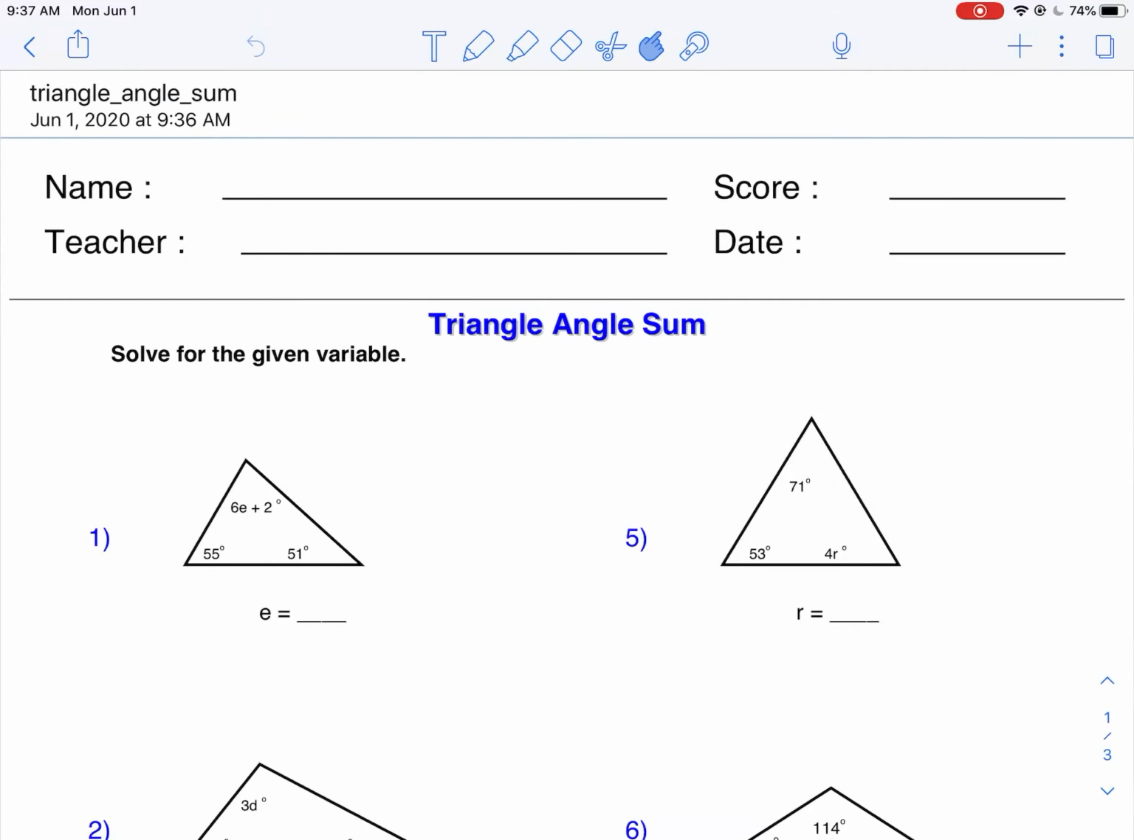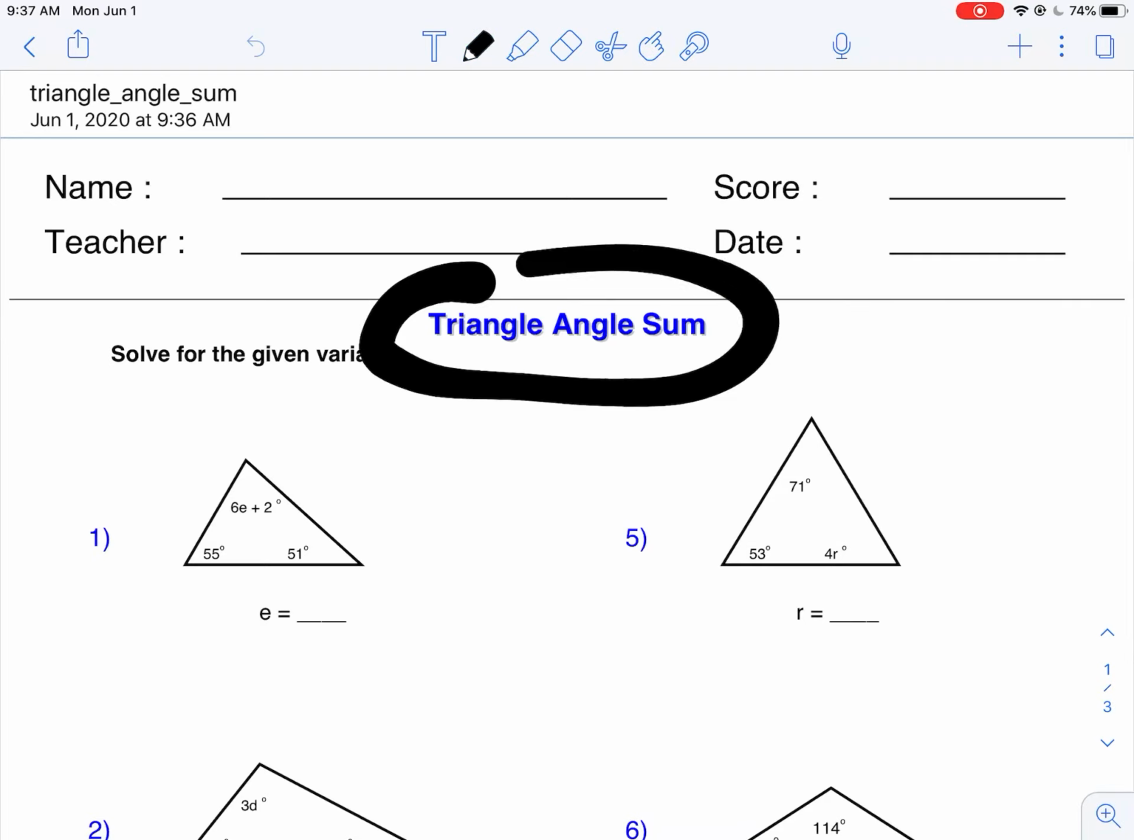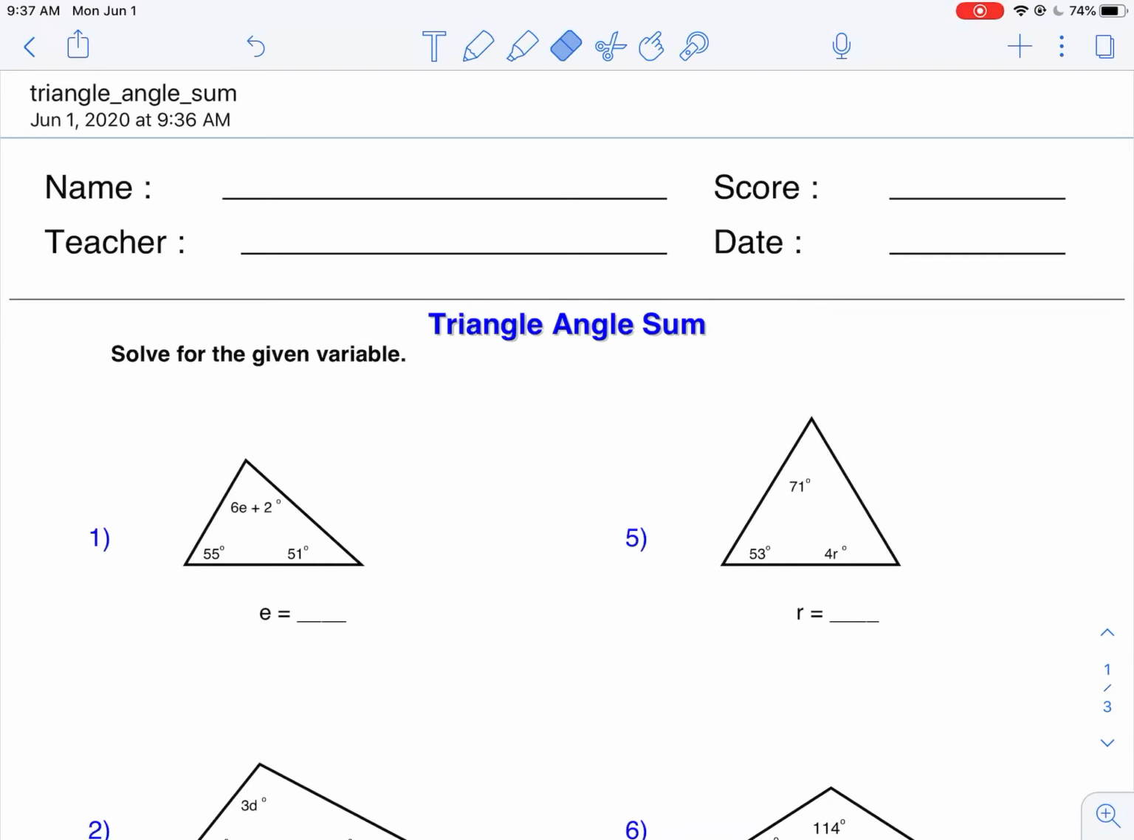Okay, today we're going to be working with triangles. We're going to be using what we know about triangles to answer some algebraic questions. Now we're going to be dealing first of all with triangle angle sum. Hopefully you remember back to this, but if you don't, it's okay.